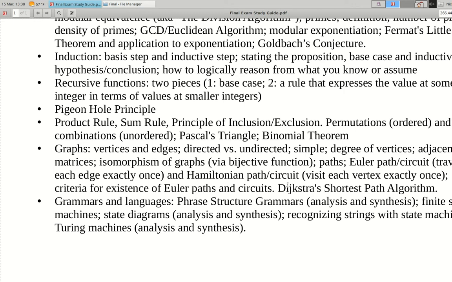Euler path. So what's an Euler path? Oh, I already put it up here. You travel each edge exactly once. An Euler circuit starts and ends at the same vertex. So your goal is to go through each edge exactly one time. A Hamilton path goes through each vertex exactly once.